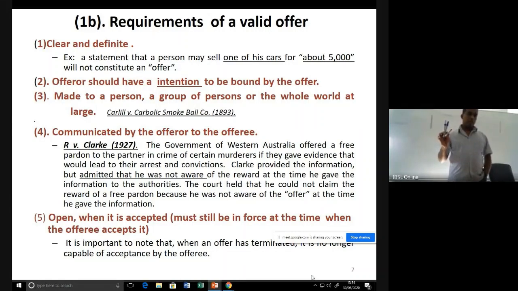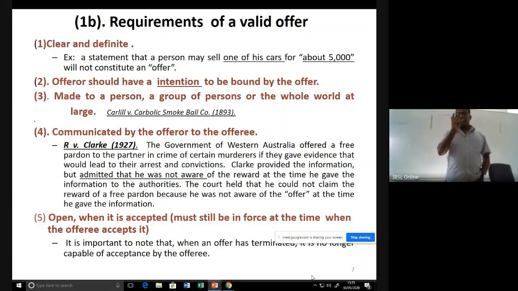Clear, everyone? Okay, next point: the offeror should have the intention to be bound by the offer. Offeror, that's me. The person who makes the offer, makes the promise, is called the offeror. The second condition is that when I'm making the promise, I should have the intention to be bound by a legal agreement.